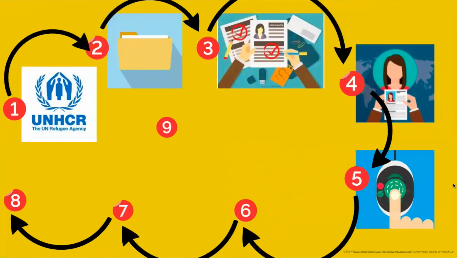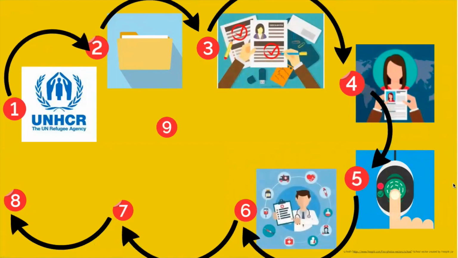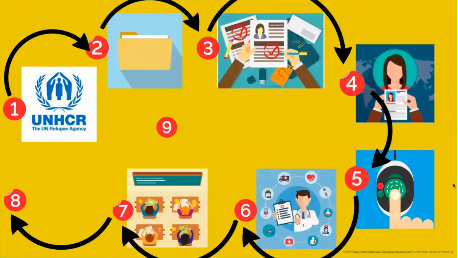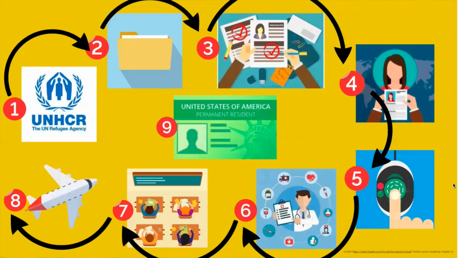5. Advanced biometrics, including fingerprints or iris scans, are taken. 6. The candidate undergoes a full medical evaluation. 7. He or she takes part in cultural orientation programming and is assigned a final destination. 8. Travel is planned and the candidate is subject to new security screenings. 9. He or she arrives in the United States and is greeted by a representative from the partnering resettlement agency.